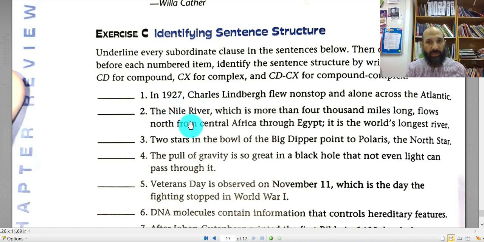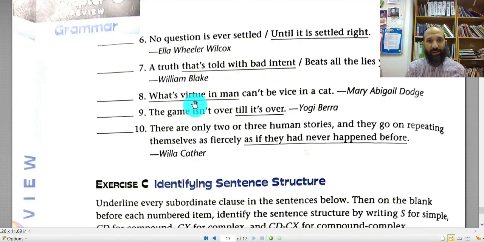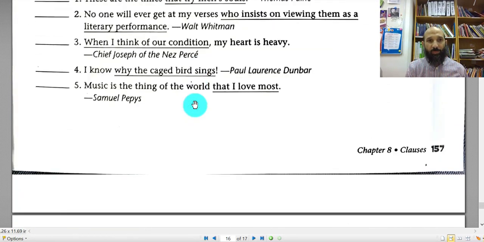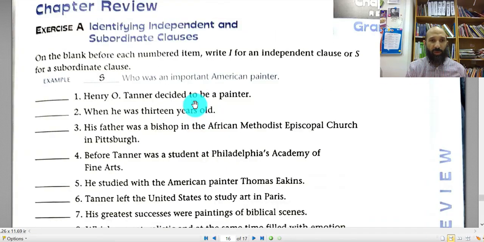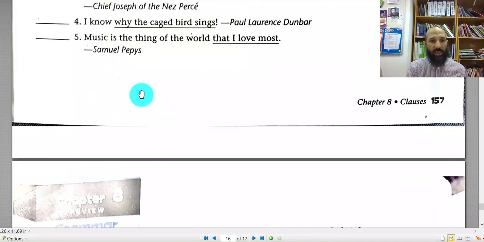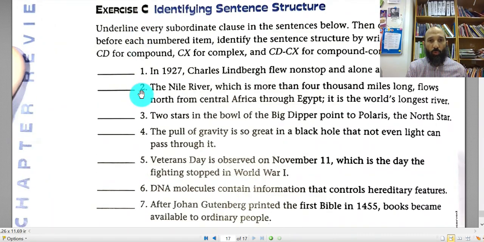So these sentences are right. They don't have any mistakes like here. Some of these, in the one before, might be subordinate clauses, so they can't stand alone really. They're fragments. But here, no. All of these are okay. You just need to identify the sentence structure.